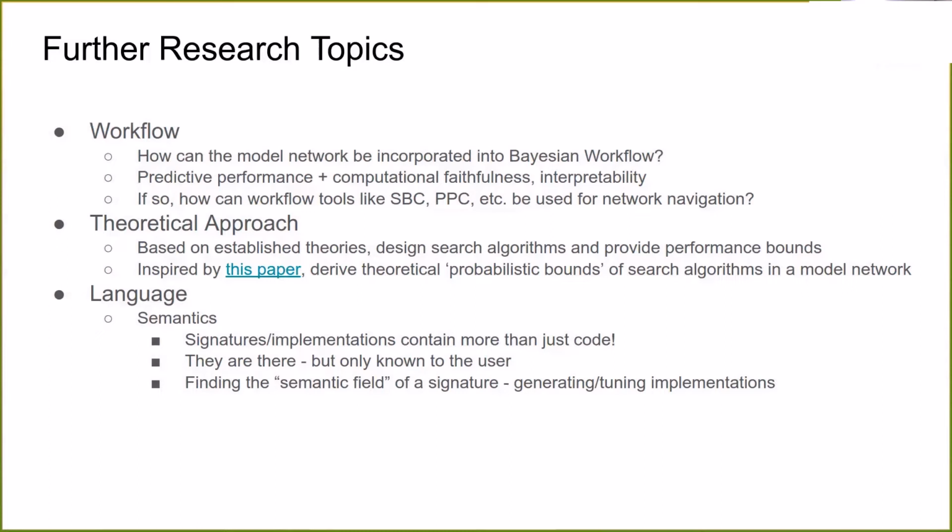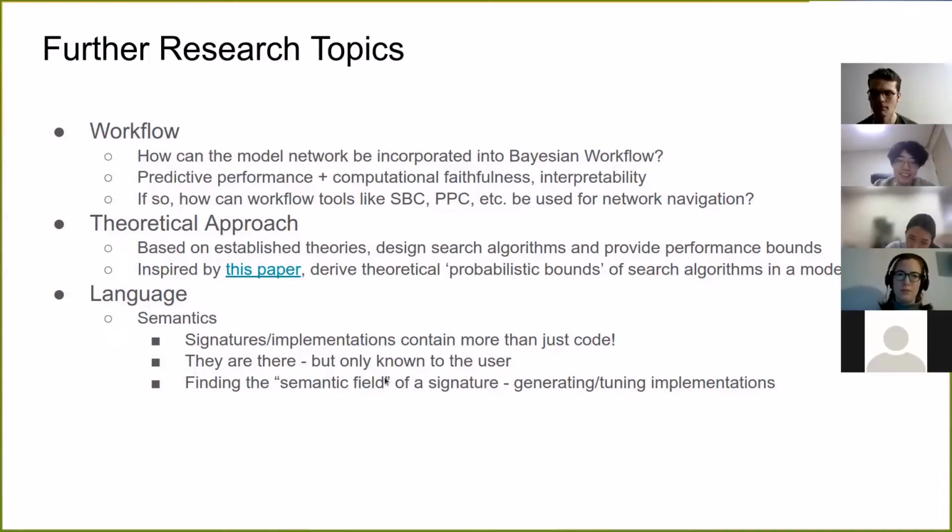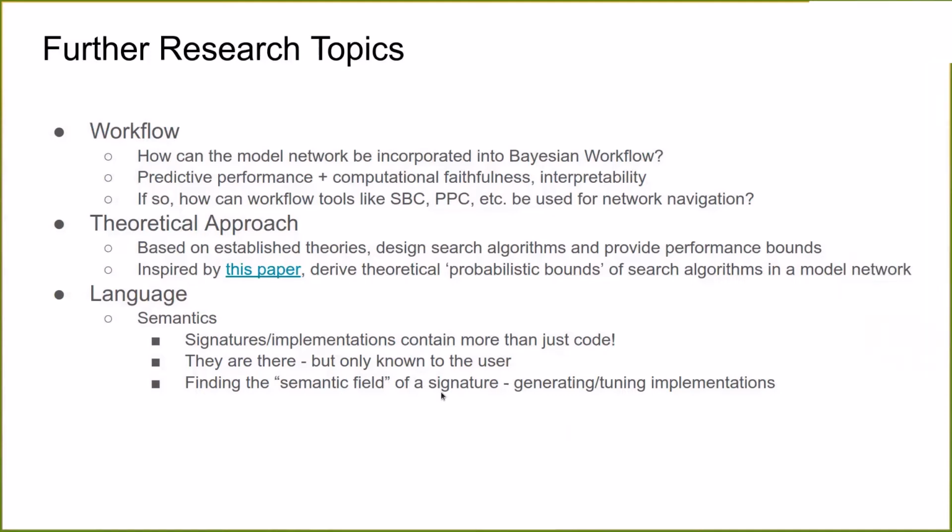So for example, if you can identify that some signature denotes a prior for a parameter, or denotes whether a covariate is included or not, we might be able to find other implementations within the scope of the semantic field, and then perhaps automatically generate or tune them to be more suitable to the semantic field. That might help in automatically expanding the network of models without having to manually write out the implementations ourselves.